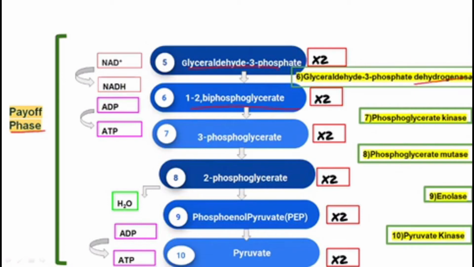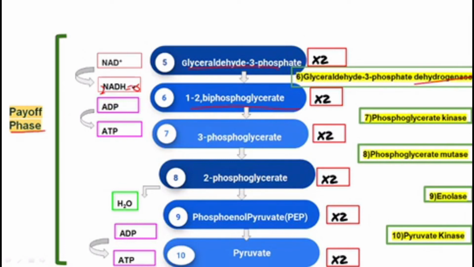As we are using a dehydrogenase enzyme here, NAD plus will be converted into NADH. And you know that one molecule of NADH is equal to 3 ATP. And we are getting 2 molecules of NADH here, so we are getting 6 ATP in this step. In the next step, 1,3-bisphosphoglycerate will be converted into 3-phosphoglycerate. Now here we have an extra phosphate, so ADP will be converted into ATP.